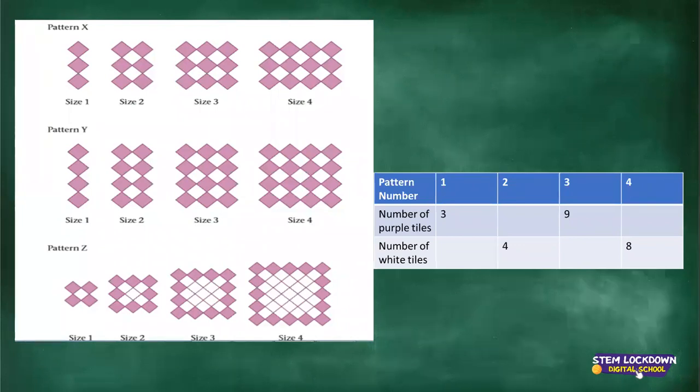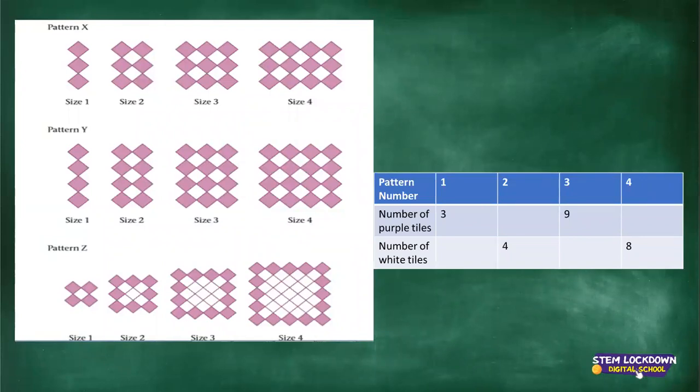So if on size 5 we have 20 purple tiles, then we have 12 white tiles. That's correct, Molly and Muntle. 20 purple tiles, 12 white tiles. Now let us move to size 6. We'll go back to the purple tiles.